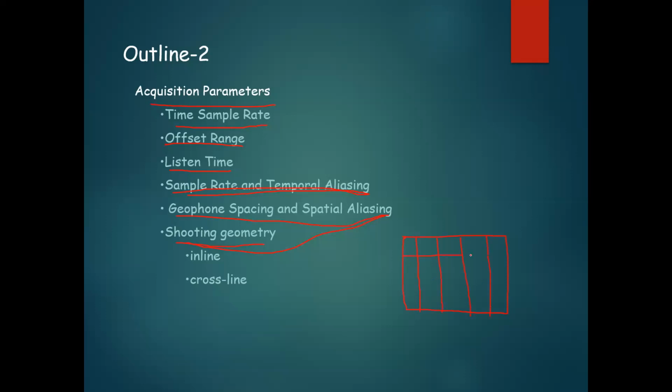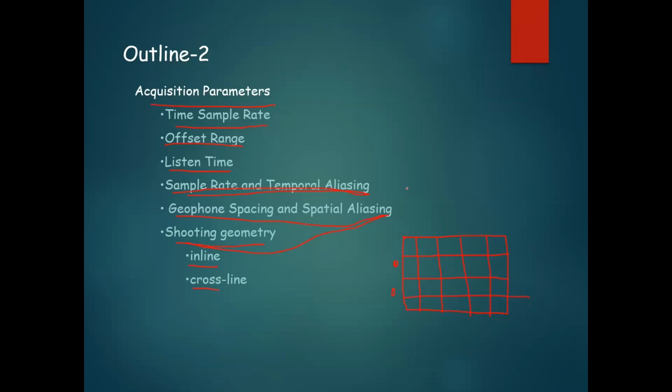So this will be my grid of 2D lines. Several 2D lines will make a 3D data acquisition. Now suppose I have a shot point here and a shot point here. What will happen? It will be recorded by this line and this line also. So this becomes my cross line and this becomes my inline, correct? So for 3D, we'll be talking about inline and cross line.